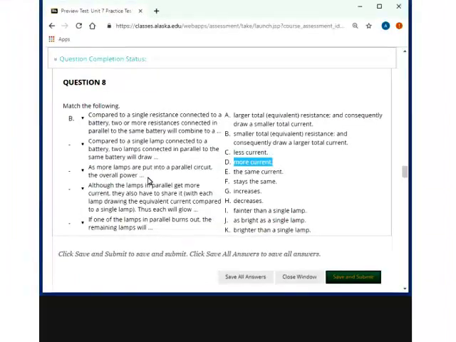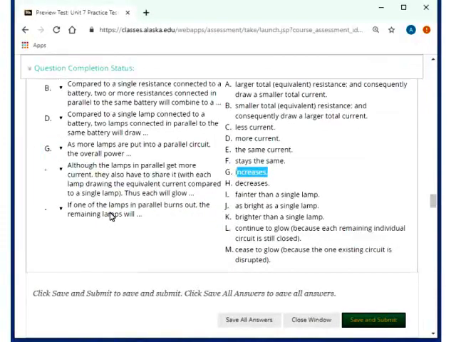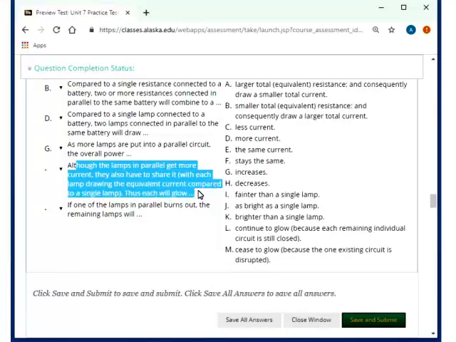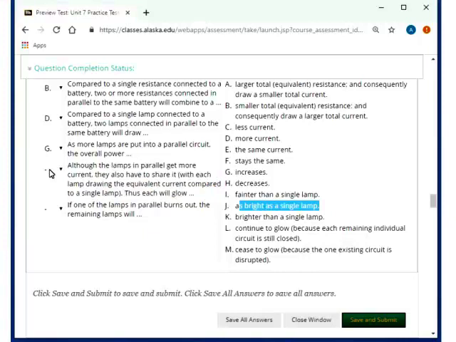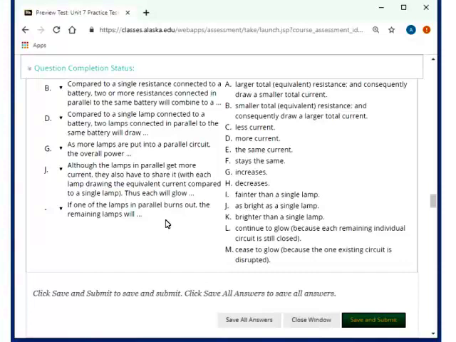As more lamps are put into a parallel circuit, the overall power increases. That makes sense. The more lamps you turn on in your household, they're all connected in parallel. So the more lamps you put on, the more your energy bill will go up. So yes, the overall power increases. Although the lamps in parallel get more current, they also have to share it, with each lamp drawing the equivalent current compared to a single lamp. Thus, each will glow just as bright as a single lamp. Which is good. I mean, turn on the other lamps in your household and they all glow the same. There's no difference. If they're identical lamps, they will all glow at the same power.